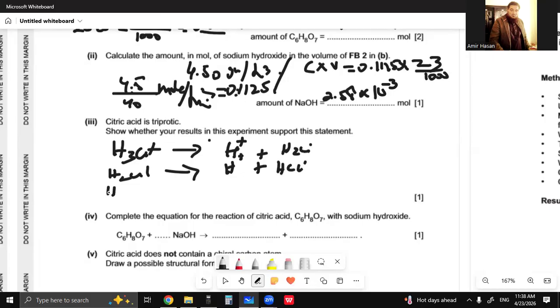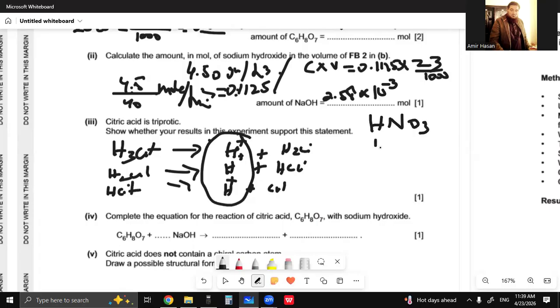Then we again dissolve this HCitrate in water, and in aqueous solution we get another H plus ion and finally the citrate ion. So three hydrogen ions are present. When one hydrogen ion is present, just like in nitric acid and HCl, it is known as a monoprotic acid.